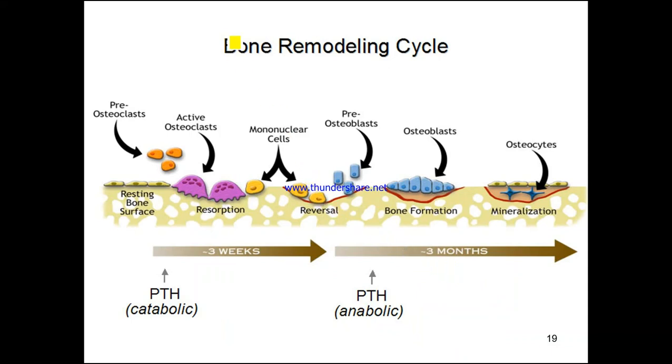So we have something called the bone remodeling cycle, and you can see that this goes from weeks to months. We have a catabolic stage in the weeks and an anabolic phase in the months. So what happens is we have the pre-osteoclasts coming through to the active osteoclasts, to the mononuclear cells, to the pre-osteoblasts, to the osteoblasts, to the osteocytes. And these cells are important in the different stages.